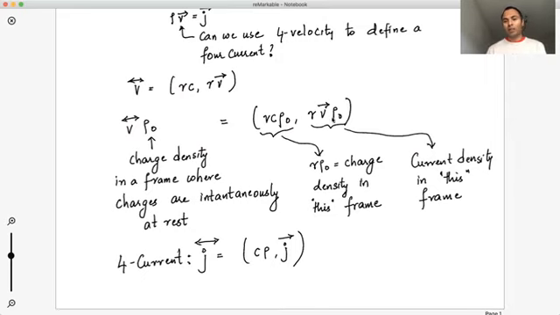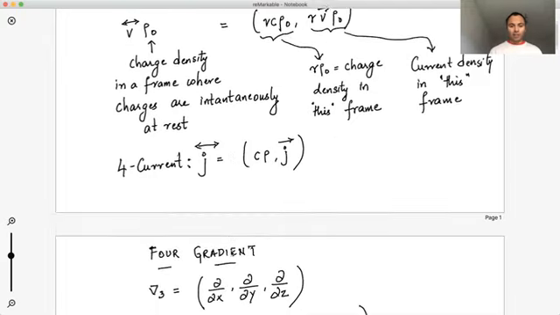In a similar way, gamma times rho naught times v is the charge density times the velocity. So this is the current density in the frame in which you're defining this vector. So you can have a four current, which is c times rho, j, where as long as j is the current density in some frame and rho is the charge density in the same frame, this becomes a valid four vector. And so now you know how to transform charge density and current density, because you've put them into the form of a four vector.